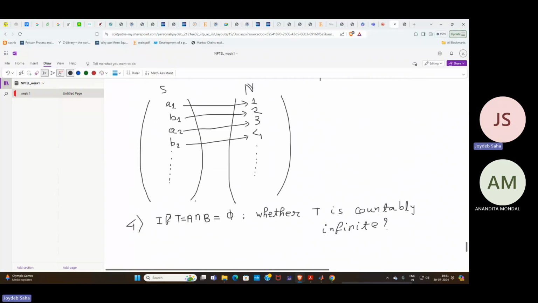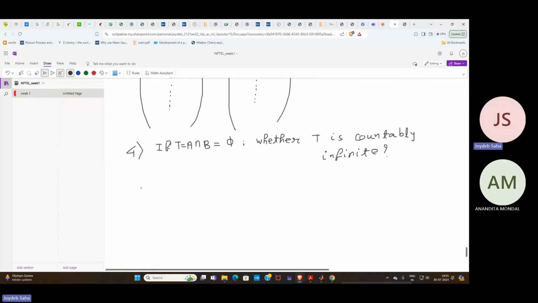So if T is A intersection B, and if we say A intersection B is phi, that is a set with no elements, then whether T is countably infinite? The answer is no. Obviously, it is not, because T has no elements. T is not countably infinite.